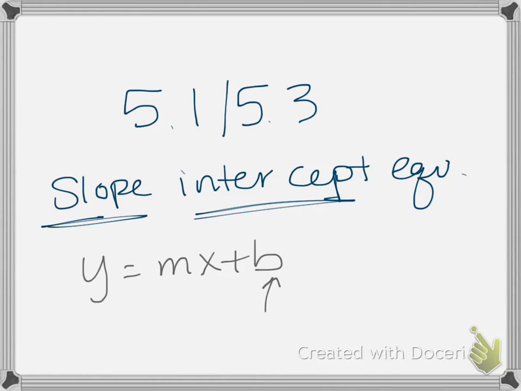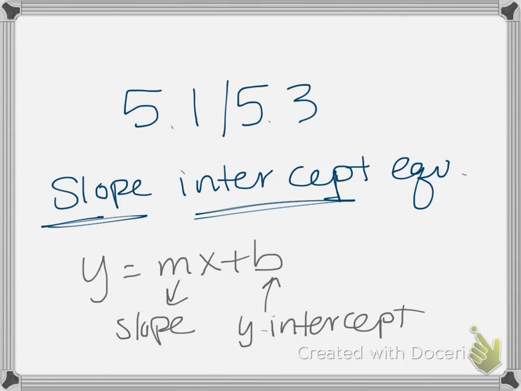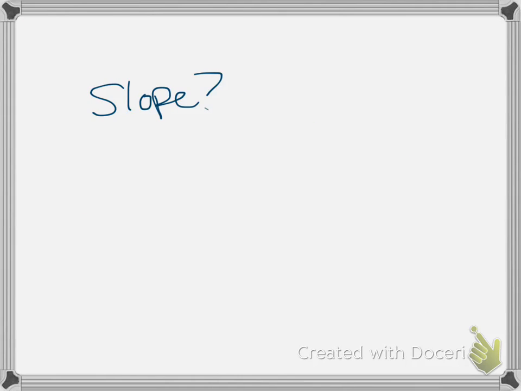Okay, b is going to be my y-intercept. It's going to be where you begin on a graph. M is going to be my slope. So we're going to be learning how to graph these and different types of ways to make this equation, and so on and so forth. Okay, so what is slope?